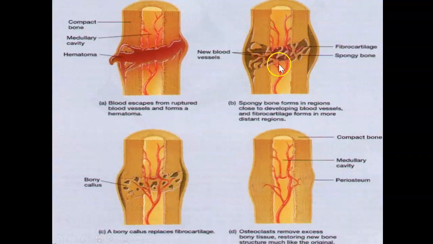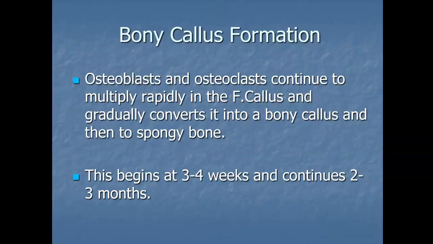Here's the picture that shows that. We have these fibers that are going to start trying to connect the 2 ends of the broken pieces. We have new blood vessels, capillaries, that are starting to form. And this is going to be the fibrocartilaginous callus.